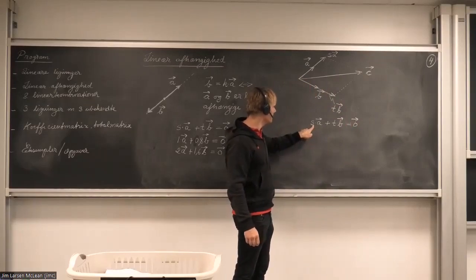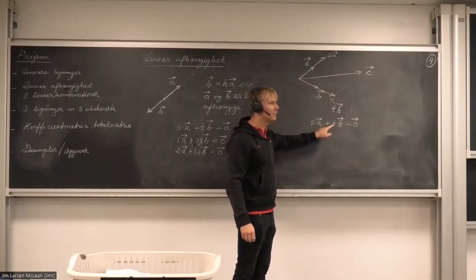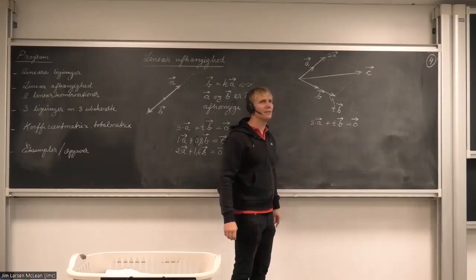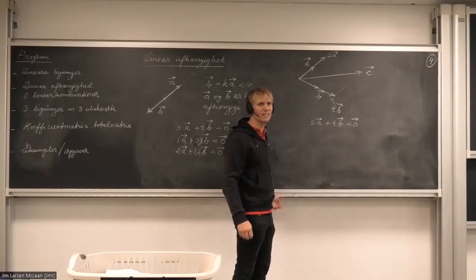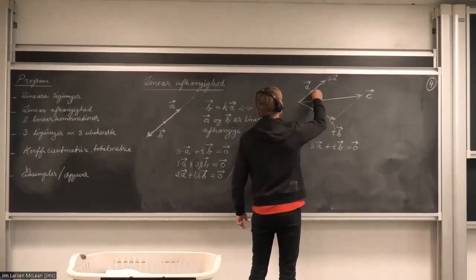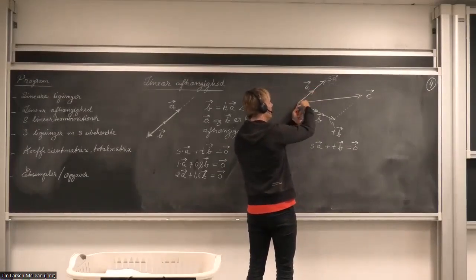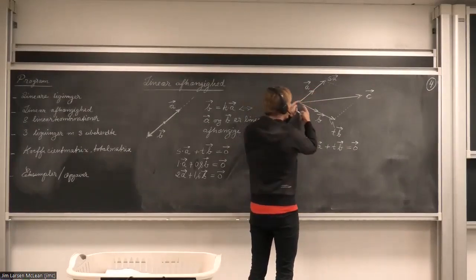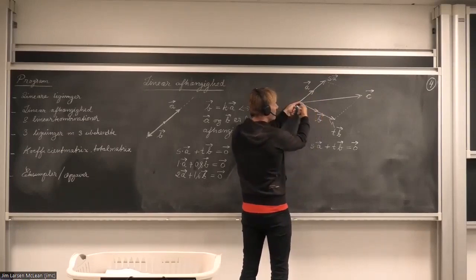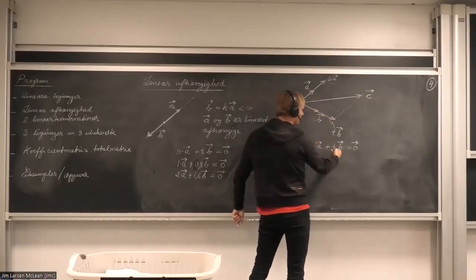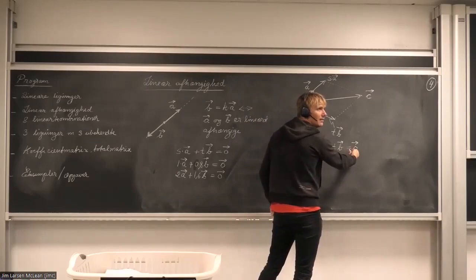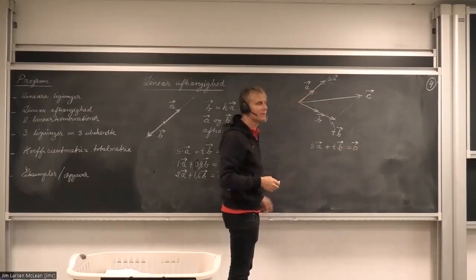Yes, there is an S and there is a T, but there is just the one S and one T that works, and they both have to be 0. Because look, if I multiply this vector by 0, it becomes the 0 vector. And if I multiply this vector by 0, it also becomes the 0 vector. And the 0 vector plus the 0 vector equals the 0 vector.